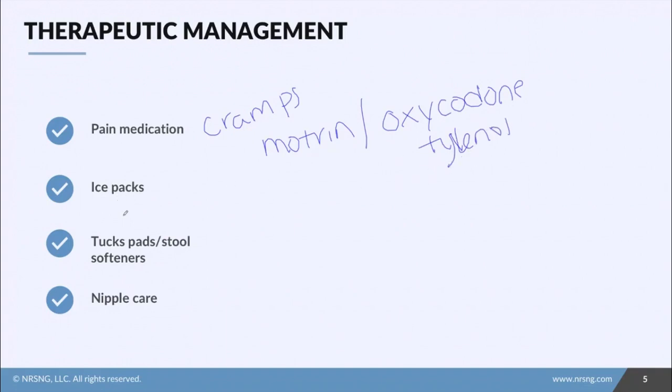Ice packs, super important for our patients to help decrease swelling on the perineum and also decrease the risk of a hematoma from happening. So ice packs, super important. Tucks pads and stool softeners. So Tucks pads have something in them called witch hazel, and that's just going to help with hemorrhoid pain. Stool softeners are going to help just soften the stool. Not going to make them go, but can help ease any discomfort that they have.